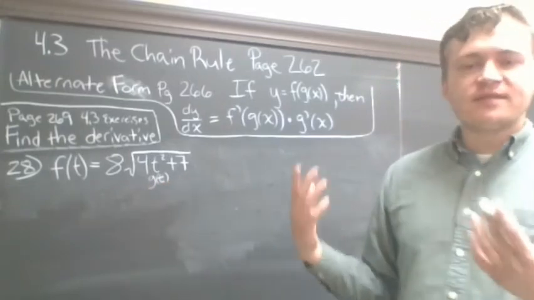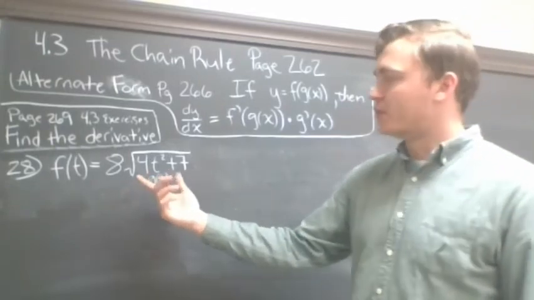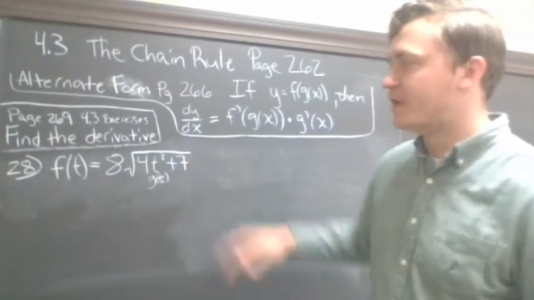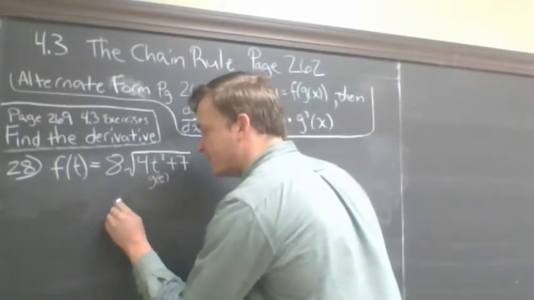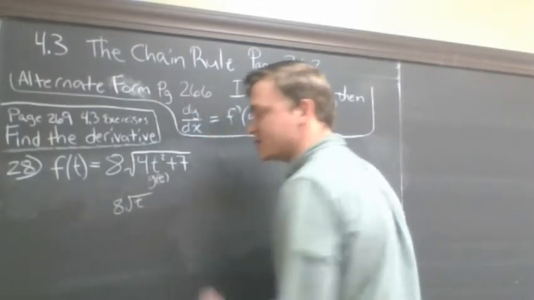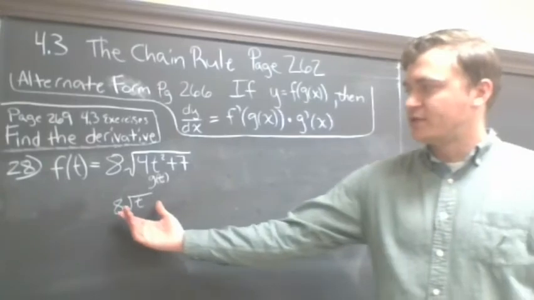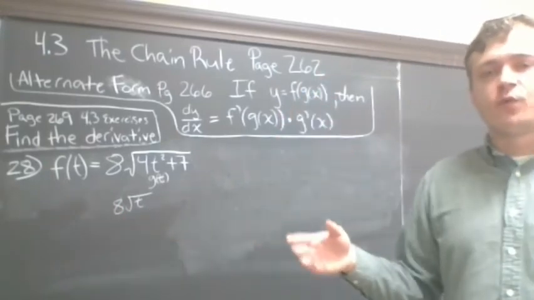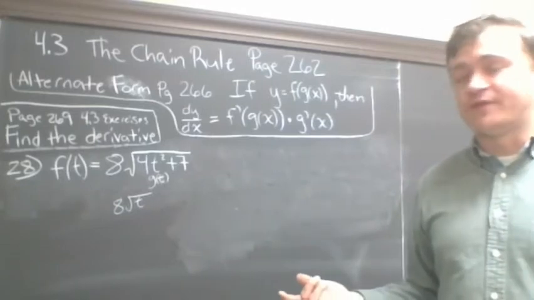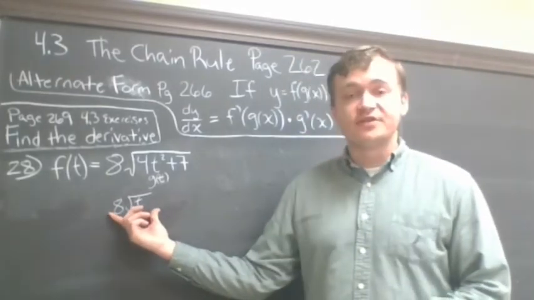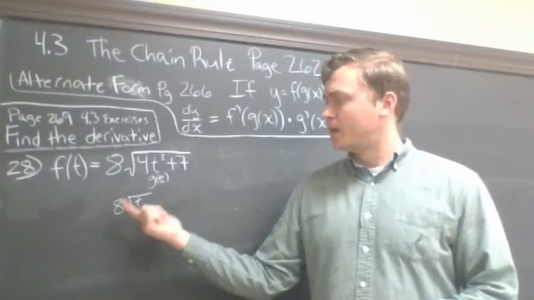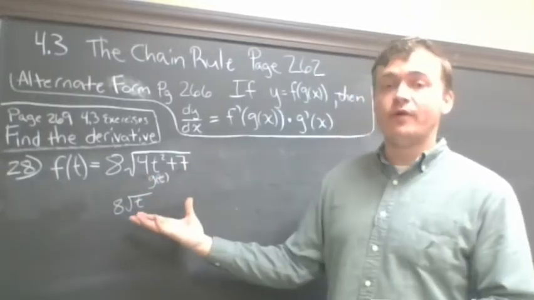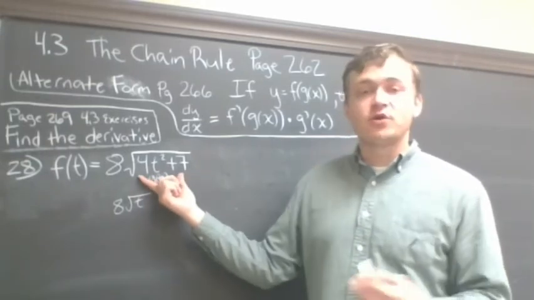Now, what would our outside function be if this was just a number? Keep in mind here that if we just change all of this to a variable, what are we left with? We have this function here that looks like 8 times the square root of t. Well, that's a nice looking function. That's a square root function. So when we look at this as a composite function, our outside function is the square root function. Our inside function, what we're feeding into our radical function, well, that's a quadratic.